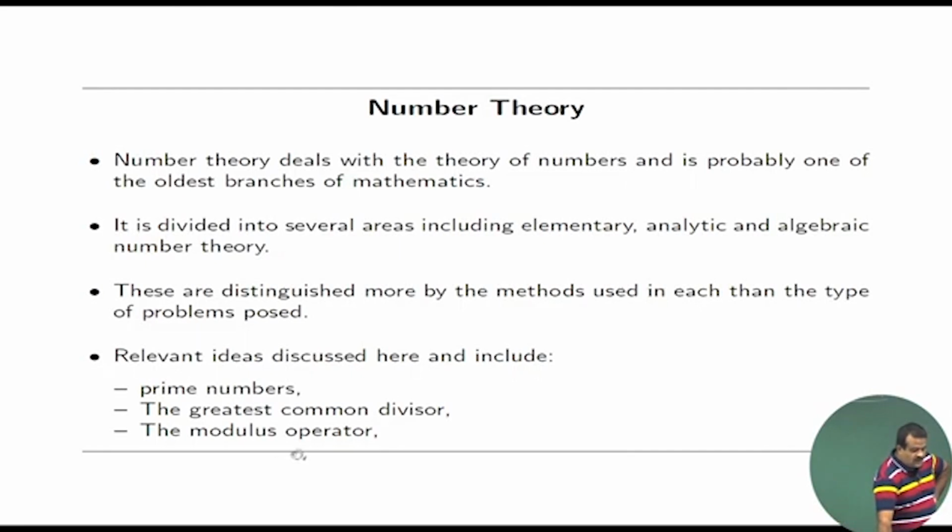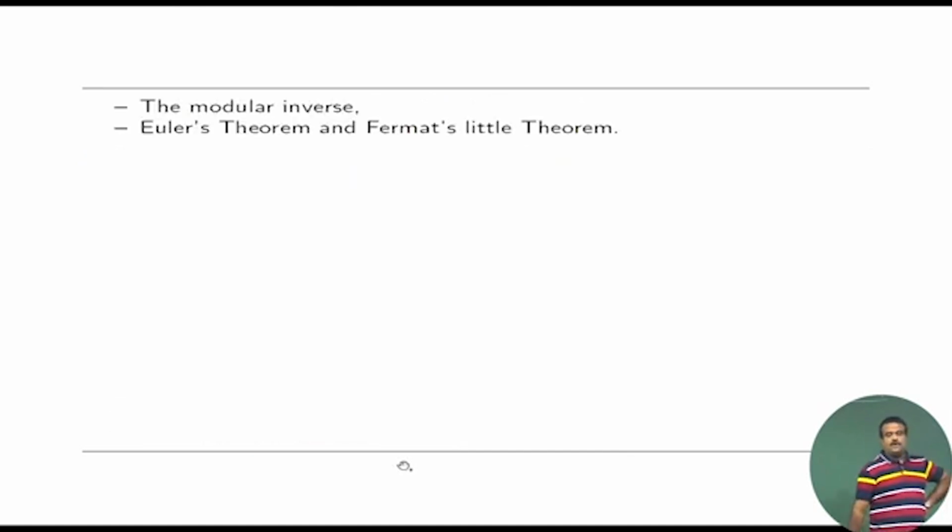Then we talk about the GCD, which is the greatest common divisor between two integers a and b, and then the modulus operation, which is basically the congruence operation, and then the modulus inverse, which is required in RSA and some other cryptographic primitives. Then we talk about number theory results like Fermat's Little theorem and Euler's theorem. We will discuss the Euler phi function, which is used in RSA and many other cryptosystems.